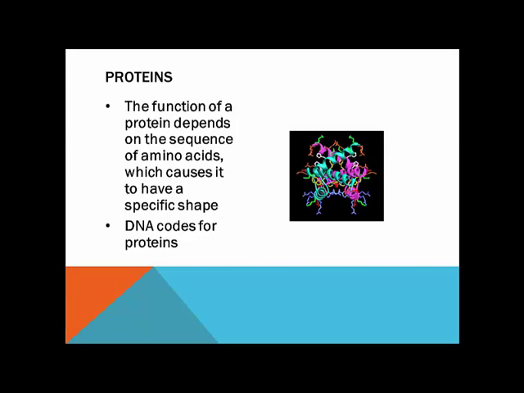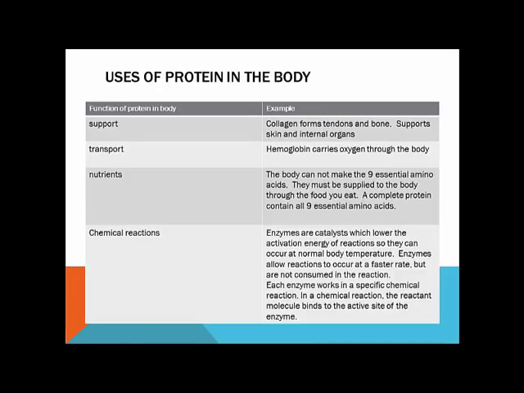The sequence of amino acids in a protein causes it to have a specific shape. This shape determines the function of a protein. Proteins are used by the body for support, transport, nutrients, and chemical reactions. The protein collagen forms tendons and bones. It also supports the skin.